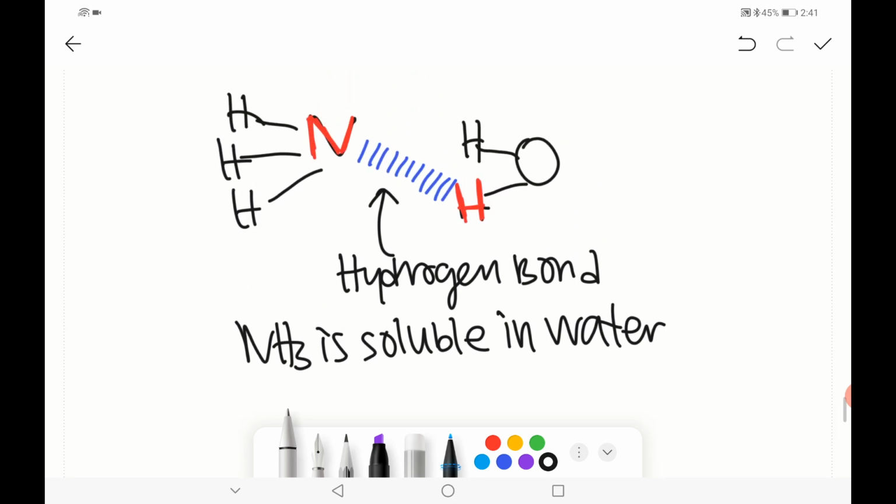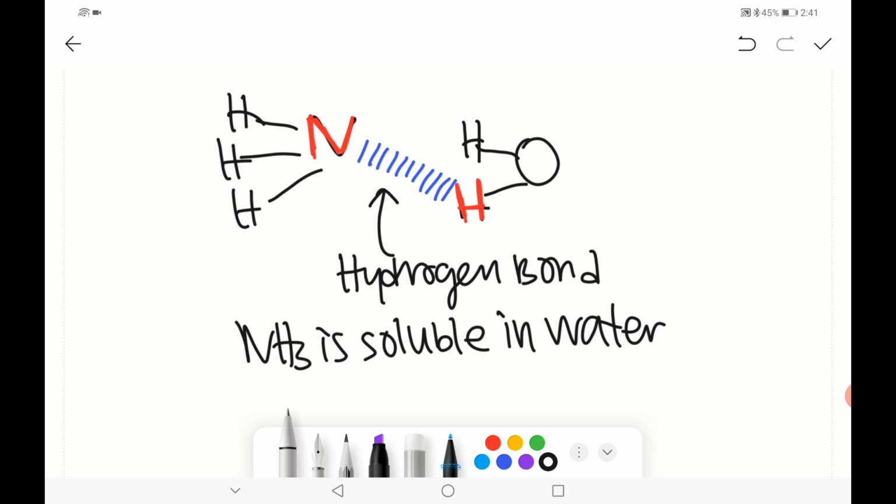Now we already understand the properties of hydrogen bond. When there is hydrogen bond, the substance will be soluble in water. When there is hydrogen bond, the melting and boiling point will be slightly higher than those substances that only have van der Waals force. But please bear in mind, hydrogen bond still cannot beat the ionic compound.